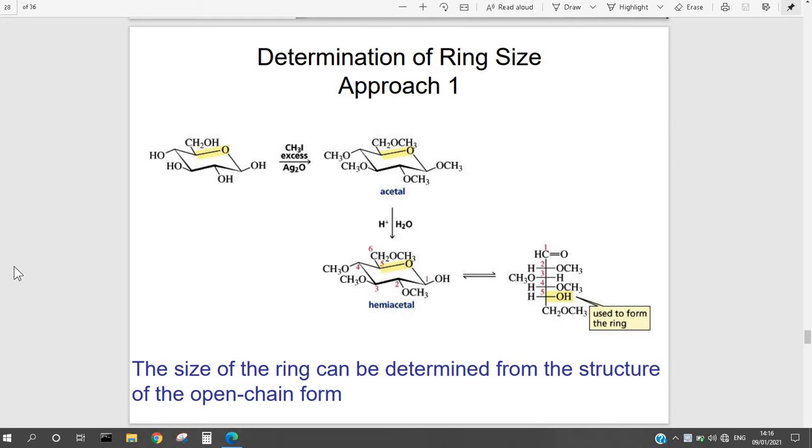Okay, now let's start. In the determination of ring size, in the first approach, the size of the ring can be determined from the structure of the open chain form. See here, we are taking a 6-membered ring and we add excess CH3I, which is methyl iodide, in the presence of Ag2O. After that, all the OH groups get converted into OCH3, meaning they form acetals. After that we add H+ and H2O.